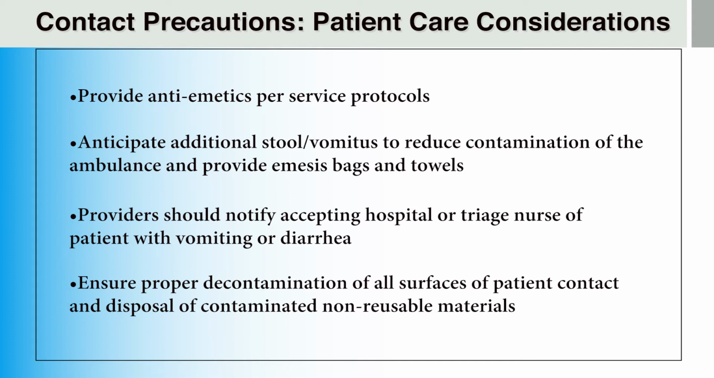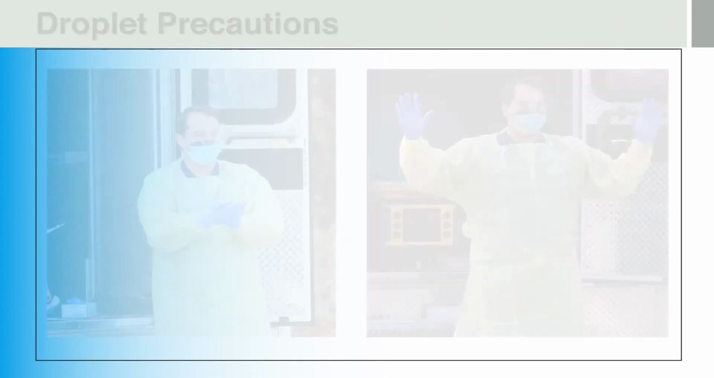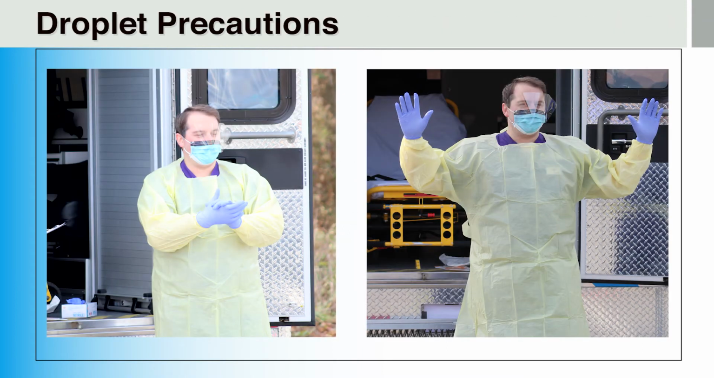If contamination of ambulance surfaces is such that it is impossible to clean adequately between calls, the unit should be returned to the station and taken out of service until a thorough decontamination can be completed. Droplet precautions are used for diseases that spread through droplet transmission methods.